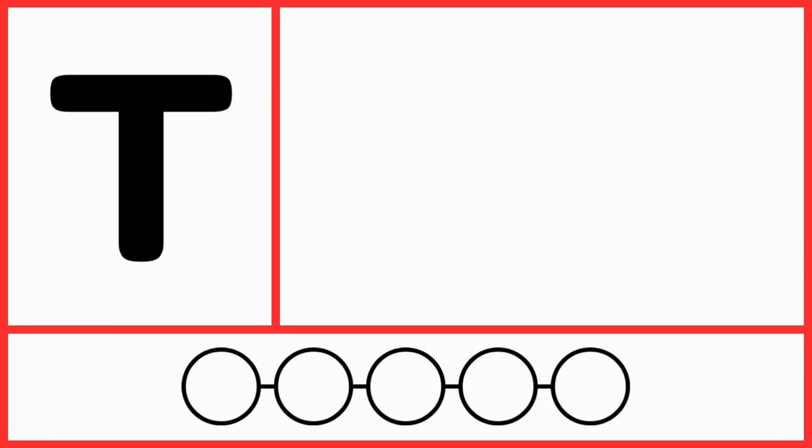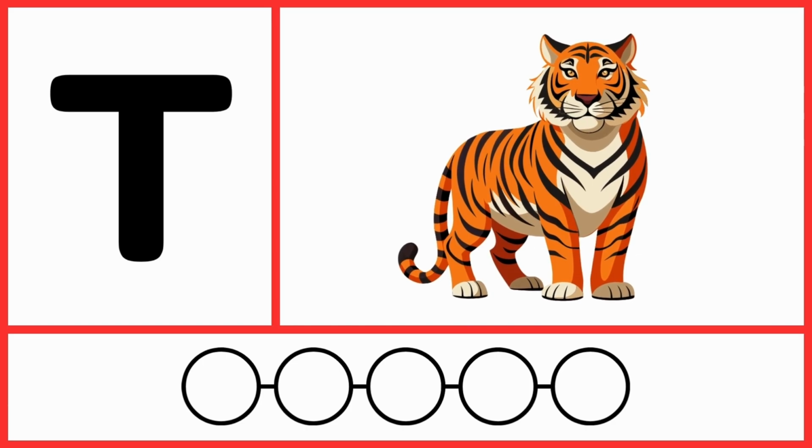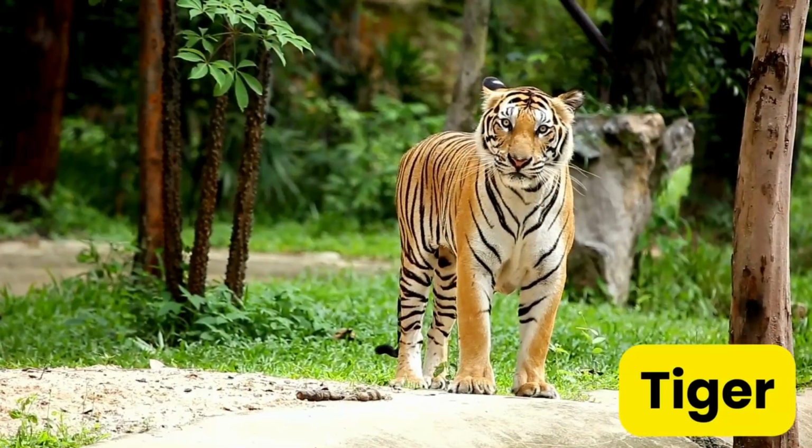T. T is for tiger. Let's spell it. T, I, G, E, R. T is for tiger. Tiger.